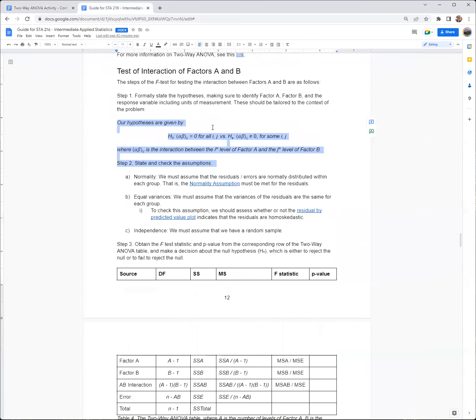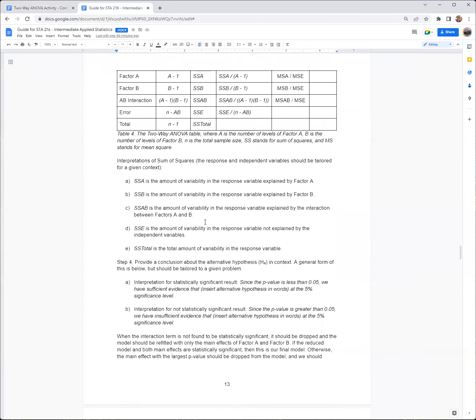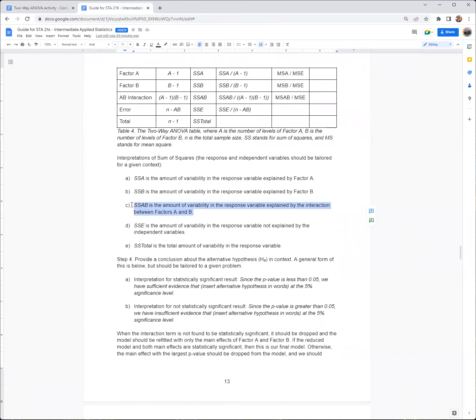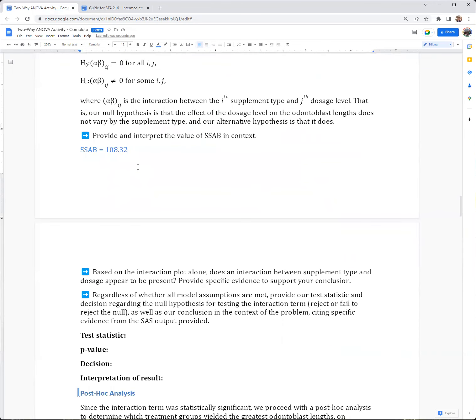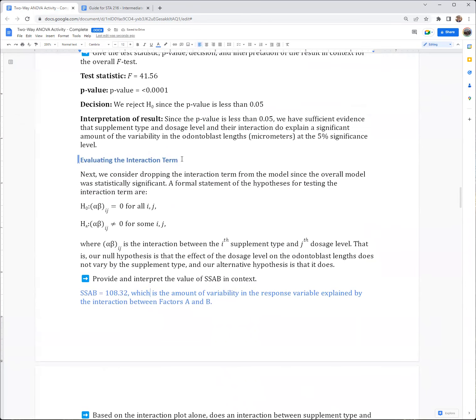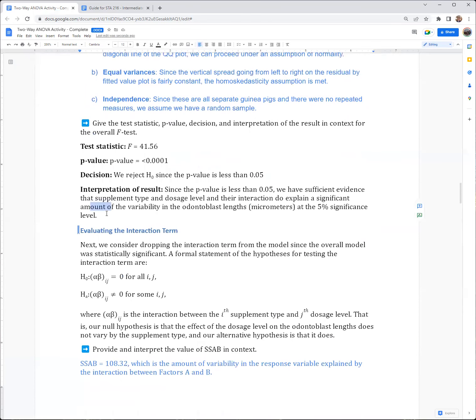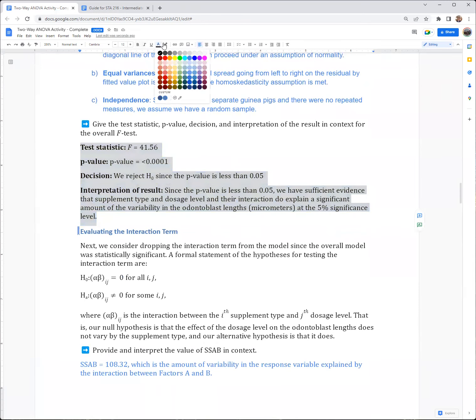Okay, and we have a blueprint interpretation for that value right here from the Guide for Stat 216 document. And just like before, oops, forgot to turn this one blue. Just like before, we'll update what the response variable and the factor names are for this context. So odontoblast lengths in micrometers.